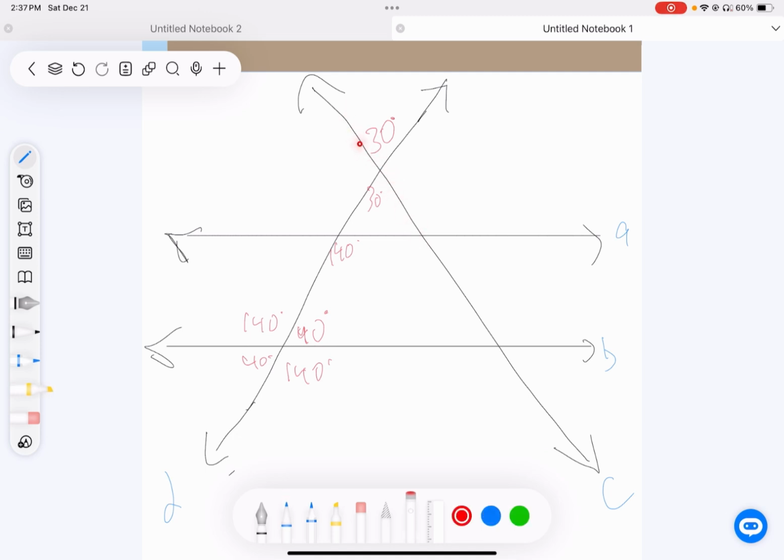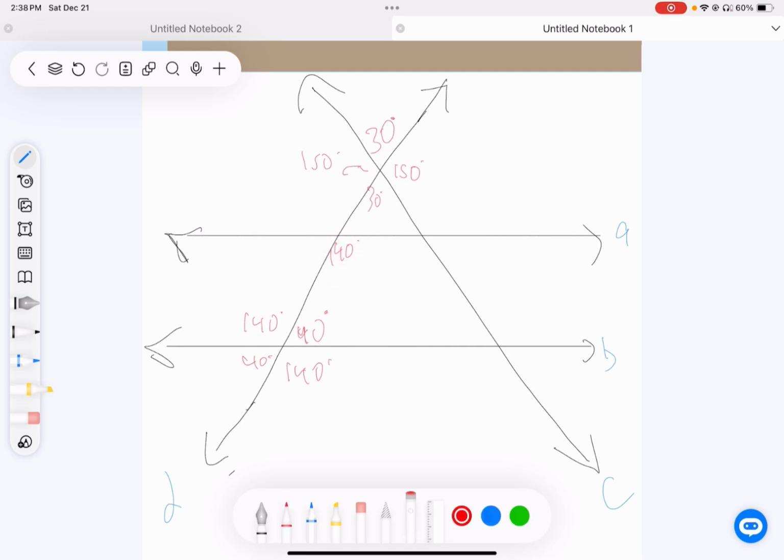This line right here is technically a straight line, and so we can see that this must equal 150 degrees, because two angles on a straight line must equal 180 degrees. So we could write down 150 right here. And then, of course, with our vertical angle theorem, we could see that this equals 150 degrees right there as well. This angle right here.